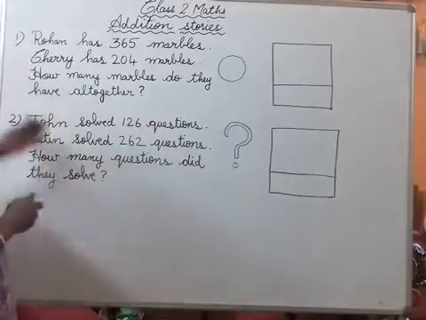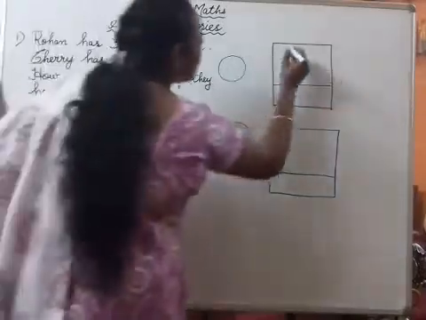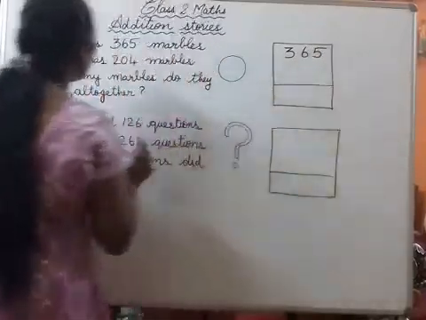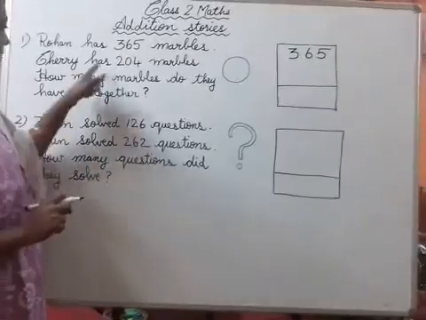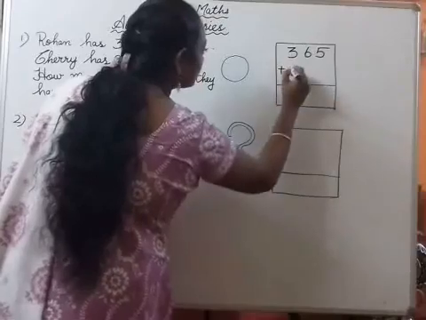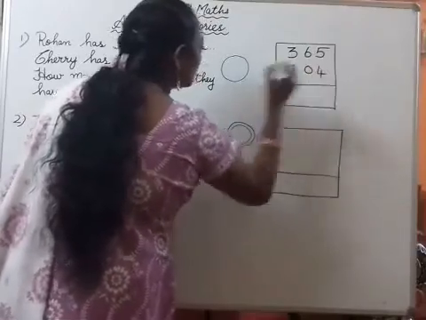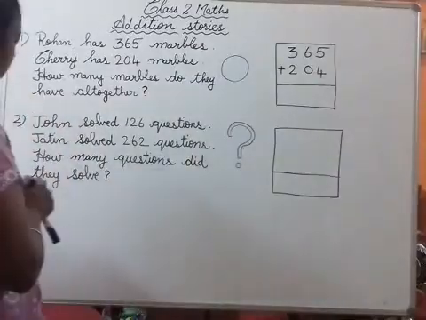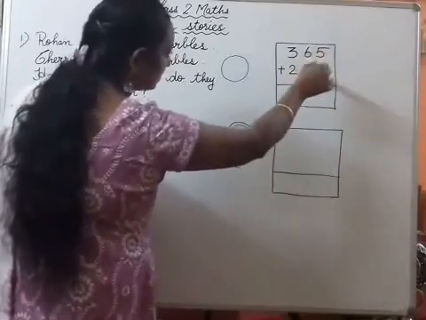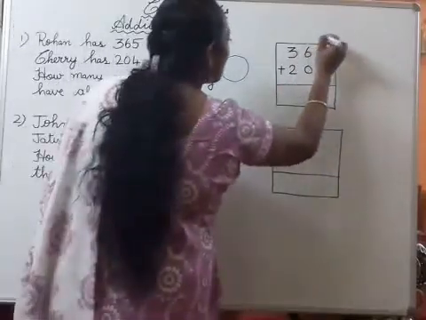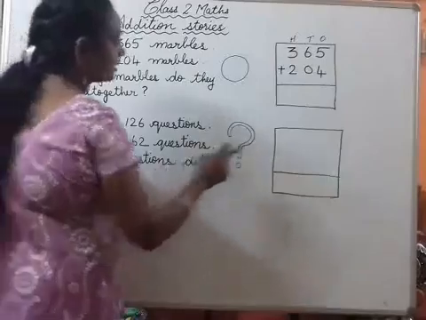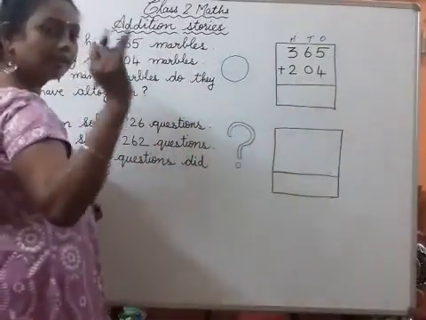So रोहन के पास कितनी marbles है? Yes, 365. And चेरी के पास कितनी मार्बल्स है? Yes, 204. You have to put plus sign. Now you have to add these marbles. First we will start from here. You have to write ones, tens, hundreds. So 5 plus 4 will be, yes, 9. After 5, 6, 7, 8, 9.